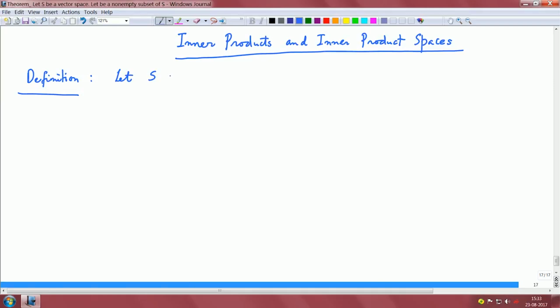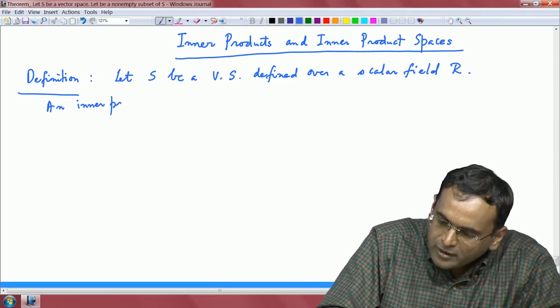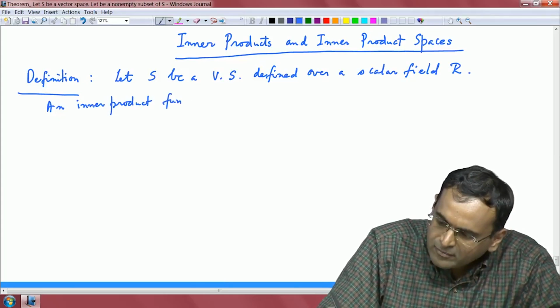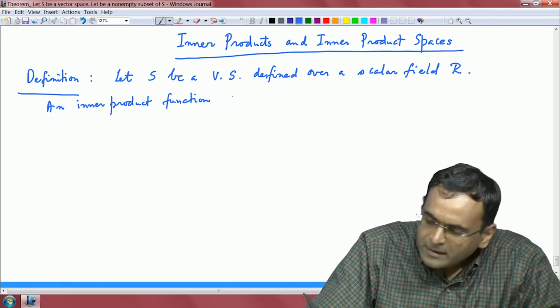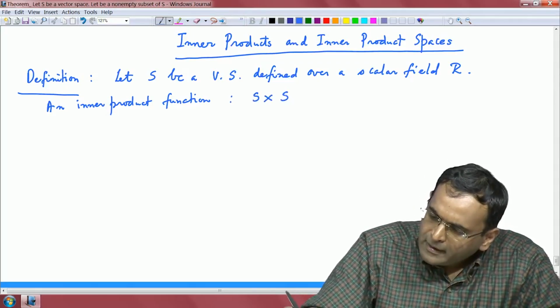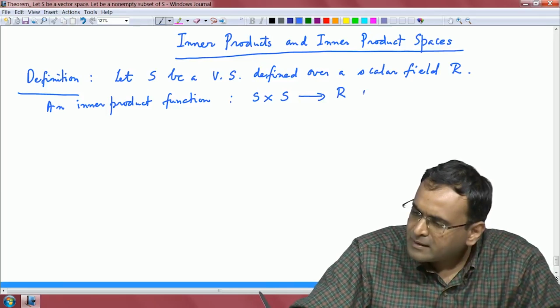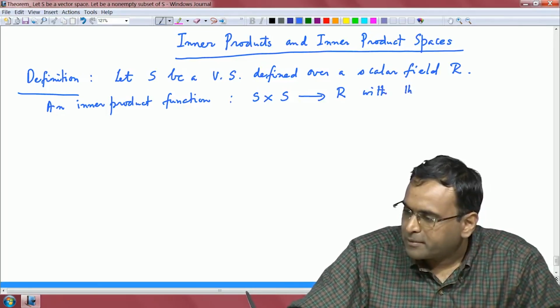Let S be a vector space defined over a scalar field given by this R. An inner product function is basically a function from the Cartesian product of the vector space to R with the following properties.